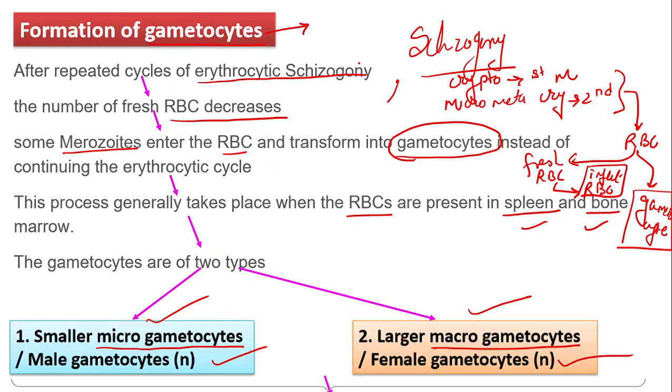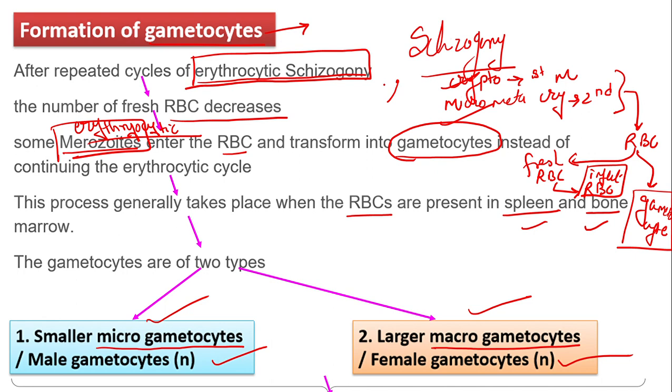Okay. Now class, let me correct one thing over here. Here I have written merozoite. Now this is not cryptozoite or micro-metacryptozoite. Which merozoite are we talking about? We are talking about the erythrocytic merozoite, as per your diagram. So let me explain this again. There will be the formation of erythrocytic merozoites by the end of erythrocytic schizogony.